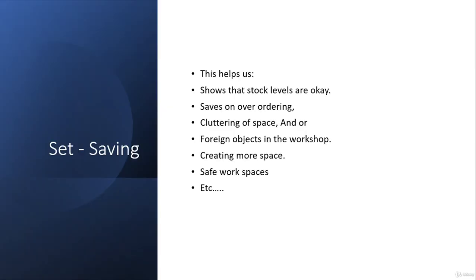So what are set saving capabilities? Well, now that we know how to set things out, it can show us if our stock levels are okay. It also saves us on over ordering. It also stops us cluttering space, and also stops foreign objects actually entering the workshop or inside our assembly process. This in turn also creates more space and a much safer working environment.